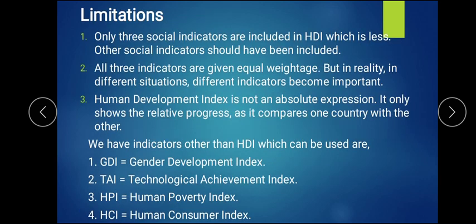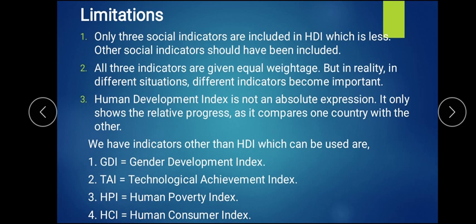Then the limitations. Here also again only three things are given, three social indicators, where different indicators are also there. These three indicators are given equal weightage, but in reality, in different situations, different indicators should be important, because income also matters for getting a good standard of living. Again the third point says it is not an absolute expression, it is a relative progress. Why relative? Because a comparison is done from one to another. When it is compared, it becomes relative progress, not absolute progress.